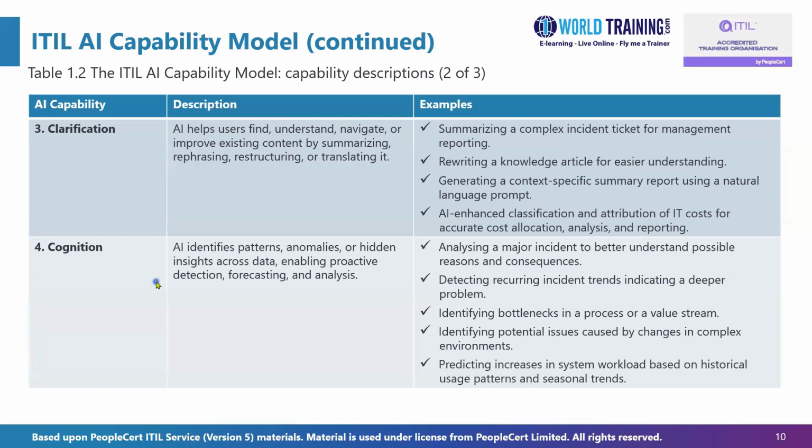This is where AI identifies patterns, anomalies, or hidden insights across data, enabling proactive detection, forecasting, and analysis, such as analyzing a major incident to better understand possible reasons and consequences, detecting recurring incident trends indicating a deeper problem, identifying bottlenecks in a process or a value stream, identifying potential issues caused by changes in complex environments, predicting increases in system workload based on historical usage patterns and seasonal trends.